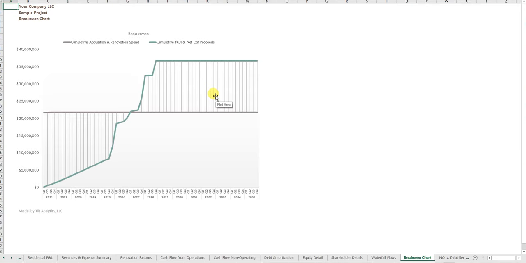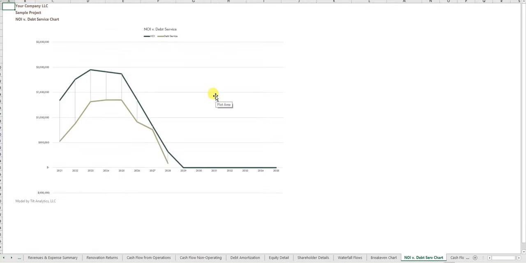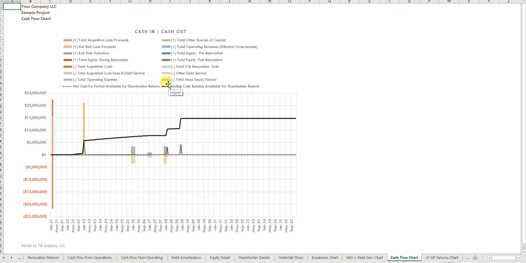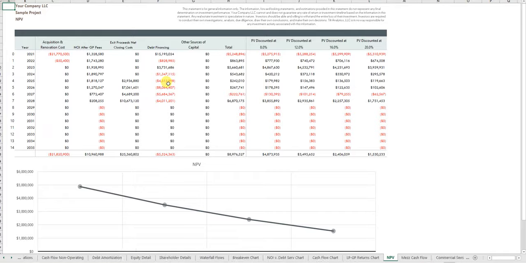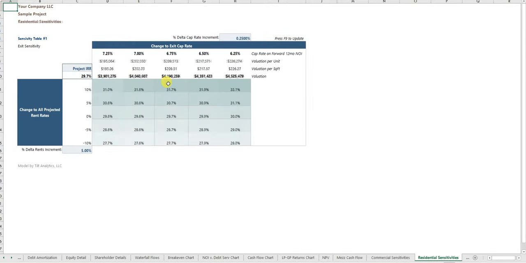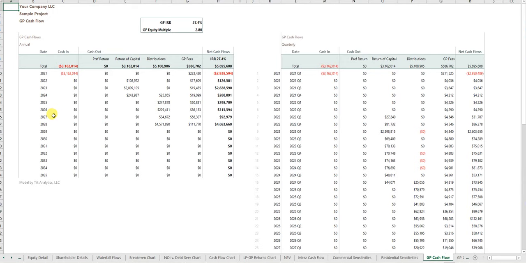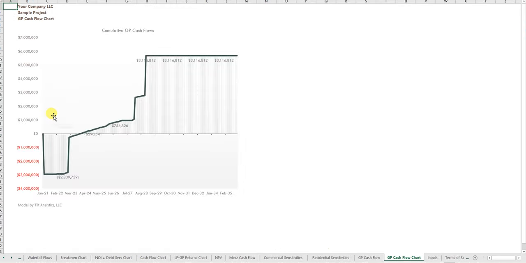You also have a break-even chart on the cash, NOI versus debt service, and what you see here, the declining debt service in NOI is a result of the model selling off units at different times. We'll take a look at that in a moment. Total cash flow in the project chart, LP/GP returns, an NPV table, Mezz returns, sensitivities. This is a two-way sensitivity table on the residential side showing what if exit cap rates are different than you think, compared to what if rents are different than what you think. And lastly, sheets on the GP cash flows.